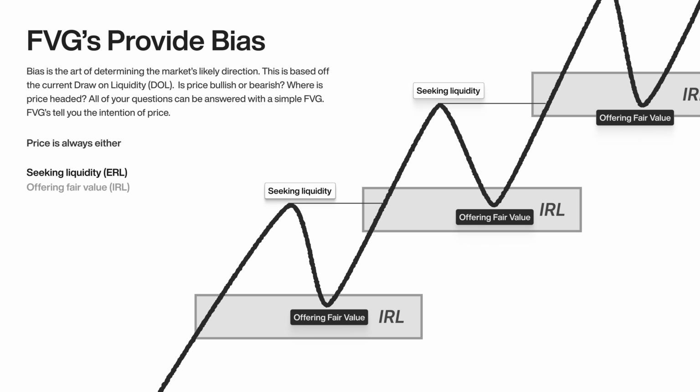When price is seeking liquidity, it's seeking external range liquidity. It's seeking that liquidity, that swing point on the outside of the range. And conversely, when price is offering fair value, it's in retracement. It's offering fair value at a fair value gap. IRL is the same thing as saying a fair value gap or an imbalance. And ERL is the same thing as saying a swing point or liquidity pool. Price is always doing one of these two things. It's either offering fair value at IRL or it's seeking liquidity at ERL.